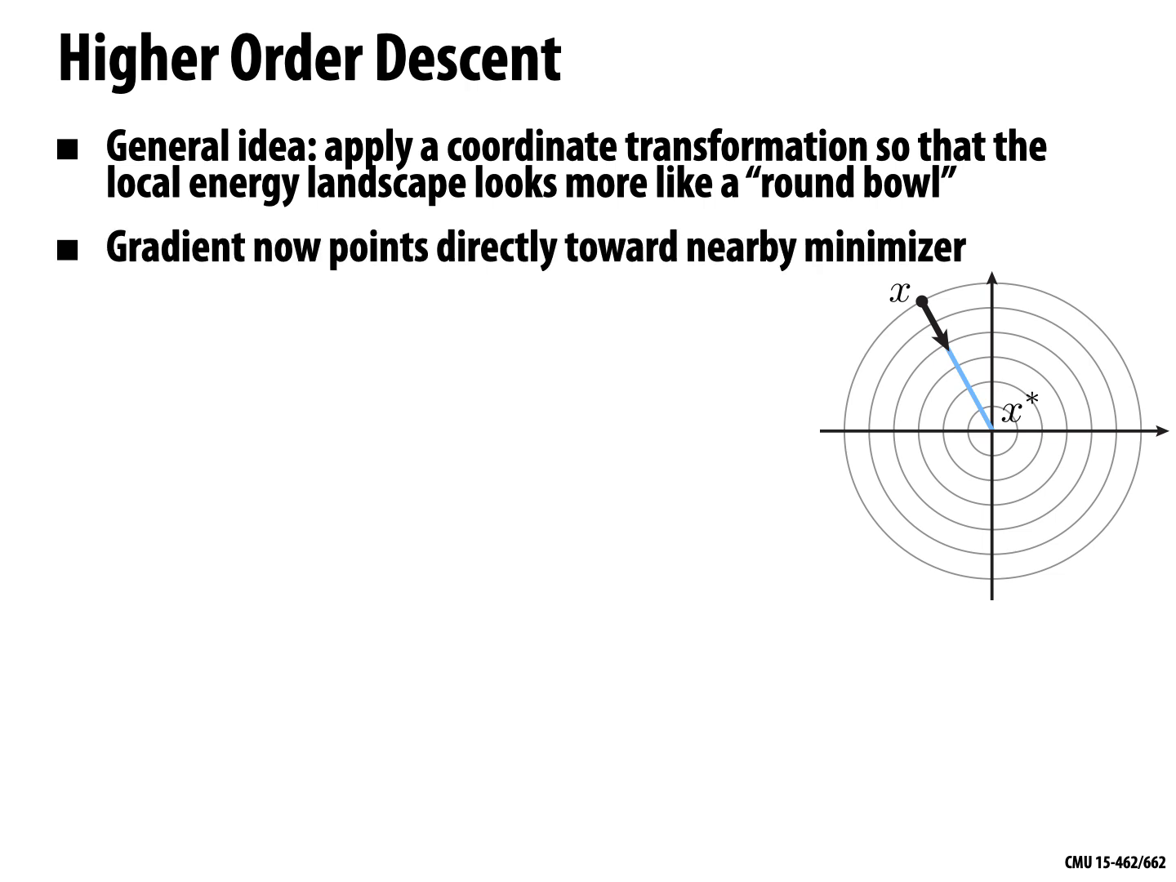Okay? So the gradient now points directly toward the nearby minimizer. The kind of classic strategy, the most basic strategy here, is something called Newton's method. Now, just a little note, it's easy to get confused when people talk about Newton's method.